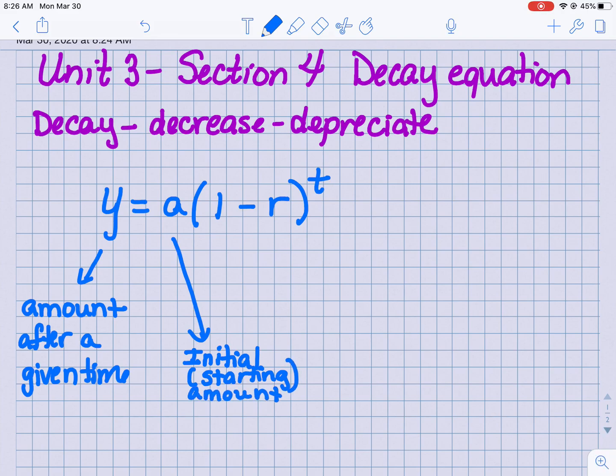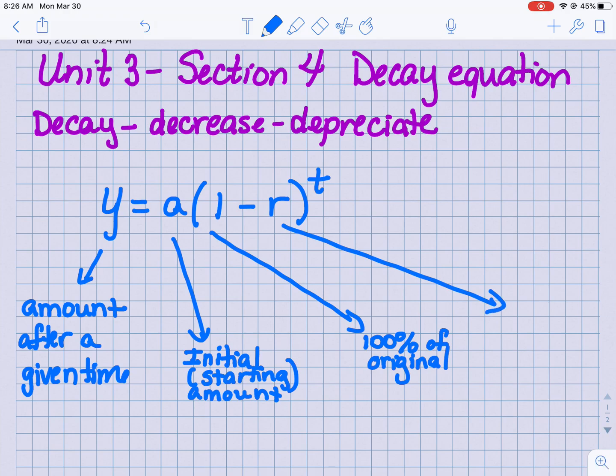One still stands for 100% of the original. So we're still looking at 100% of the original, but we're taking away from that 100%. We're taking away at a rate, and that rate again needs to be in decimal form. And the t stands for time. Okay, so you can see it's really the same equation, except we're subtracting away the rate instead of adding to the 100%. So if we're doing a decay equation, we should expect to find our final answer less than what we started with.